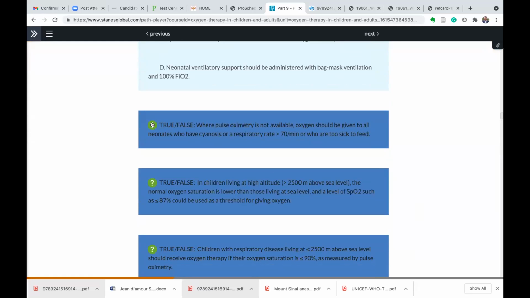True or false? Where pulse oximetry is not available, oxygen should be given to all neonates who have cyanosis and a respiratory rate above 70, who are too sick to feed. Is it true or false?